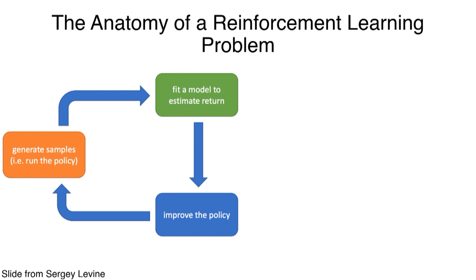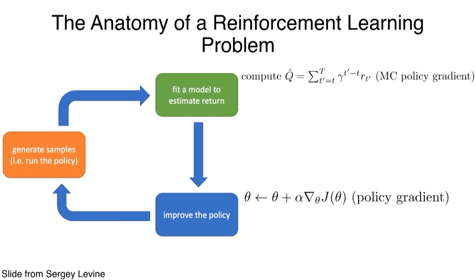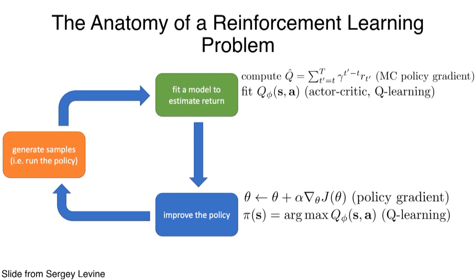So what this looks like in a policy gradient setting is when you fit a model to estimate the return, you're computing your policy gradient. And when you improve the policy, you're running gradient descent using that policy gradient. In Q-learning based methods, when you estimate the return, you're going to be fitting a Q value function. And then you improve your policy by taking the max of that Q.